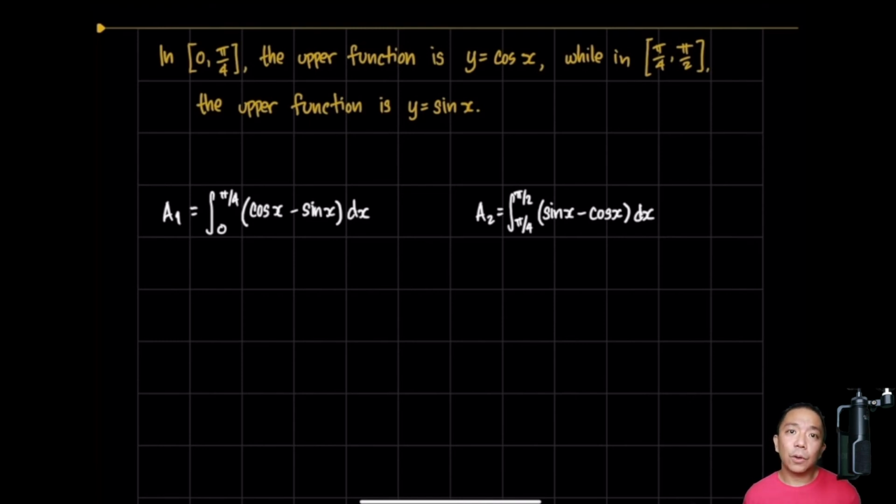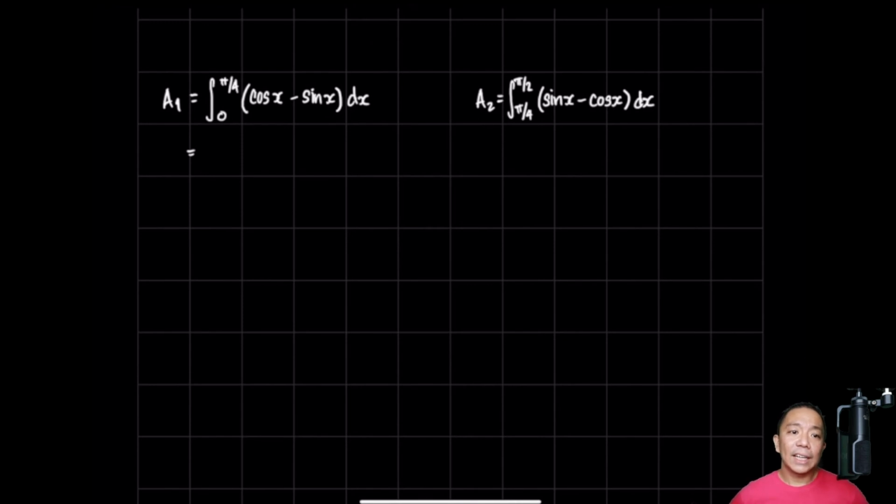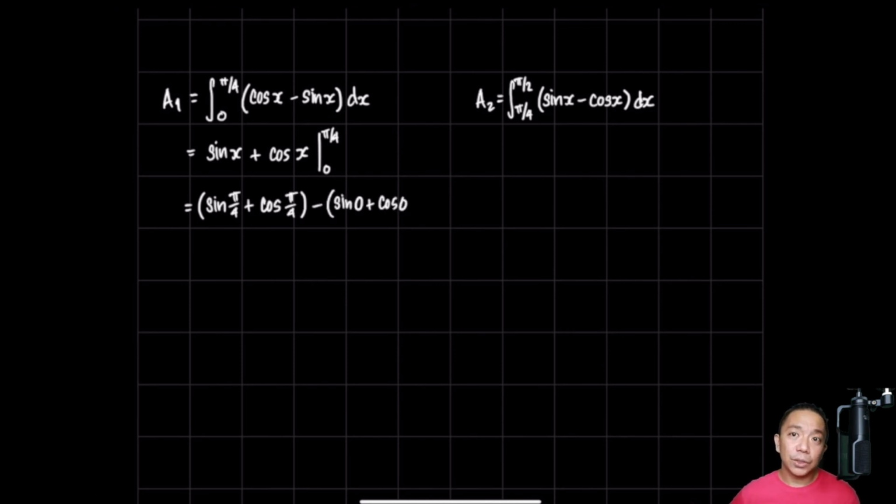Let's solve first for the first area. So, an antiderivative of cosine x minus sine x will be sine x plus cosine x. We'll apply FTC2 and evaluate it from 0 to pi over 4, and we'll get sine pi over 4 plus cosine pi over 4 minus sine 0 plus cosine 0. Syempre, naka-quantity. This will give us square root of 2 over 2 plus square root of 2 over 2 minus 0 plus 1. Okay? And that's equal to square root of 2 minus 1.